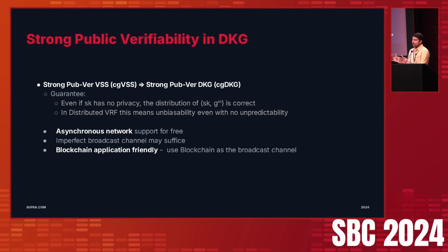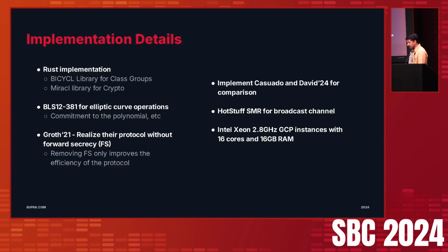So when this is applied to scenarios like a distributed VRF, what it ensures is that even though unpredictability of the final VRF output cannot be guaranteed, the correctness or unbiasability of the VRF value can be guaranteed. And because of this strong public verifiability property, the support for asynchronous networks comes in some sense for free. And we can also use an imperfect broadcast channel for broadcasting the shares. What it ensures is that we can use a blockchain now as a broadcast channel. So suddenly all the applications which use blockchains can use this non-interactive DKG mechanism, because now the blockchain can be used as a broadcast channel.